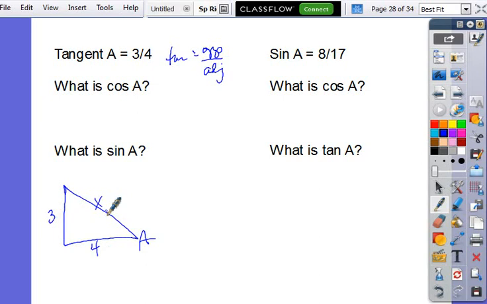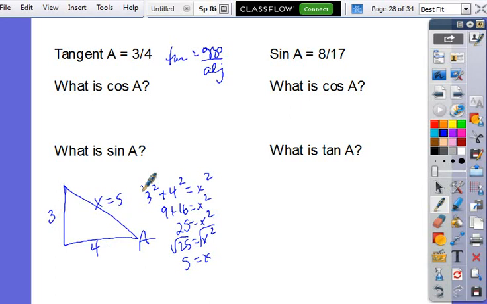Do the Pythagorean theorem. Now, hopefully, we recognize this as a 3, 4, 5. But if not, you would say 3 squared plus 4 squared equals x squared. 9 plus 16 equals x squared. 25 equals x squared. And get 5. Now, once I have that, what is cosine of A? What's the rule for cosine? Adjacent over hypotenuse. Which one is adjacent to A? 4. Which one is the hypotenuse? 5. So cosine of A is 4 over 5.